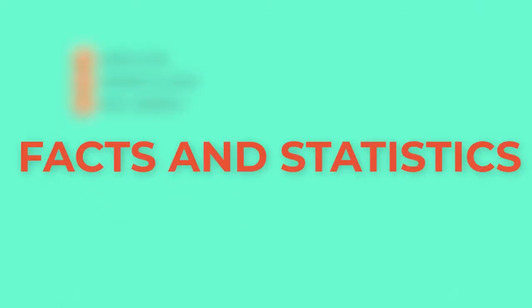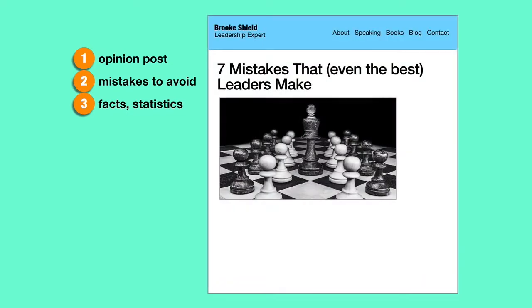All right, the third one is facts and statistics. Now, this is kind of a fun one to get started with because you can start with a little bit of research. So let's say, for example, your blog topic is 7 mistakes that even the best leaders make. Well, I can do a little bit of research beforehand.